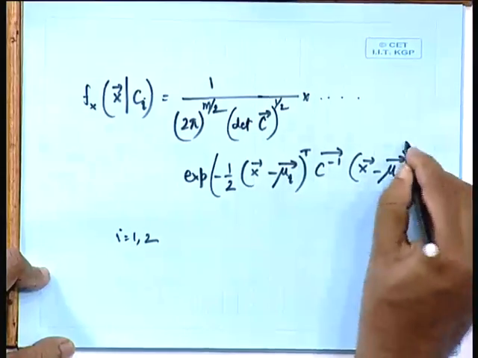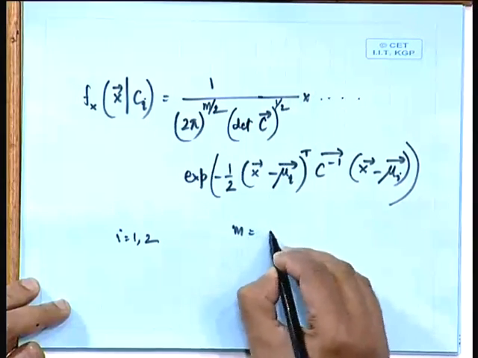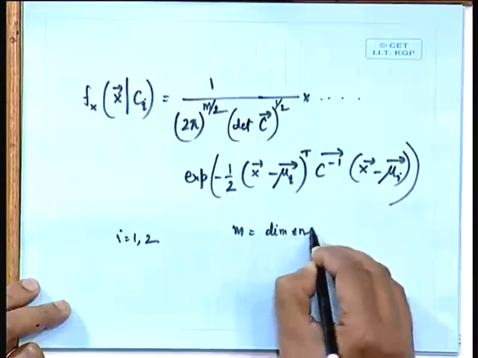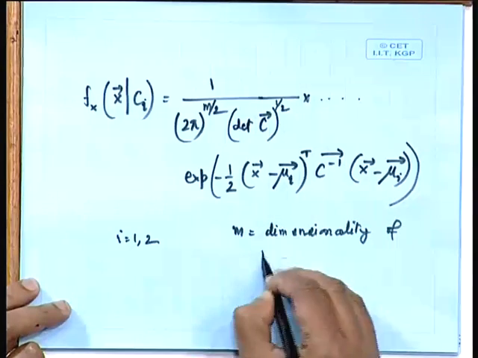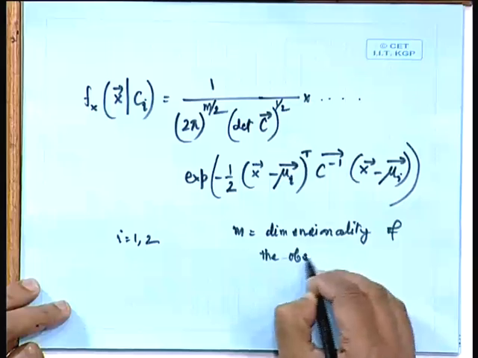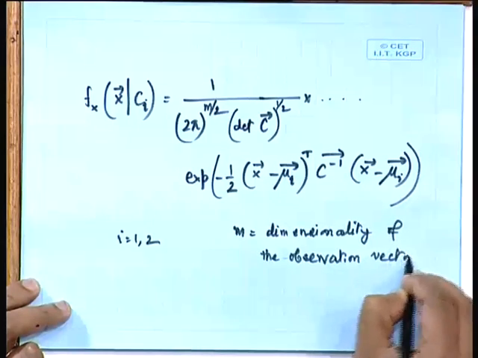I think we have understood the form. This is a quadratic form of the expression. In other words, it is the equivalent of the expression that we have for the one dimensional or scalar case. This is with the knowledge that m is equal to the dimensionality of the observation vector x.